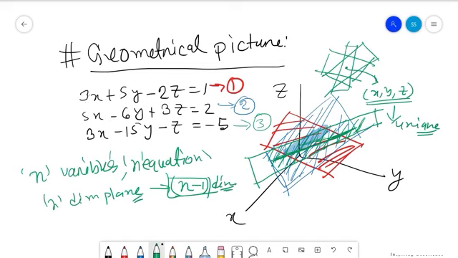In the next lecture, we will see when we can have a unique solution, when the system is not solvable, and when there are infinitely many solutions.